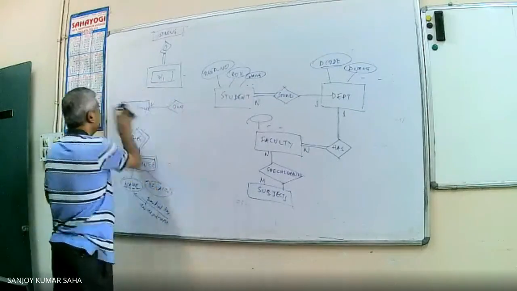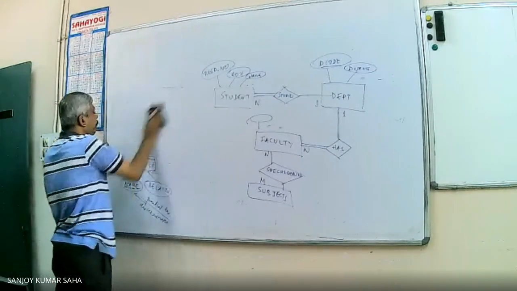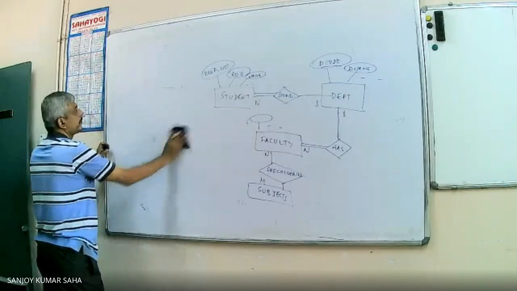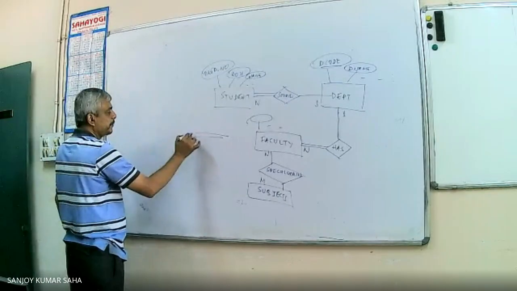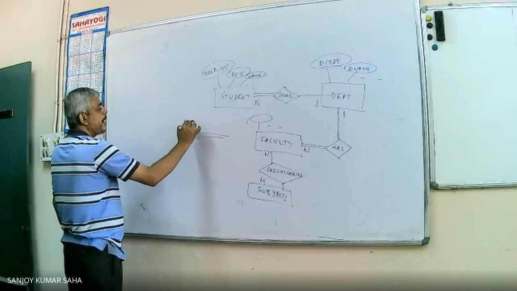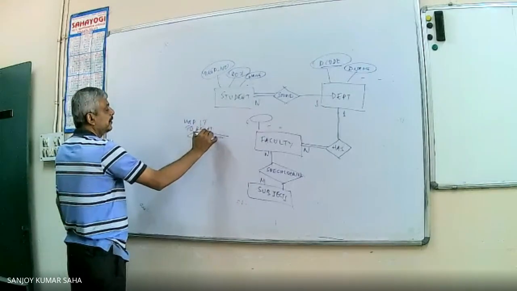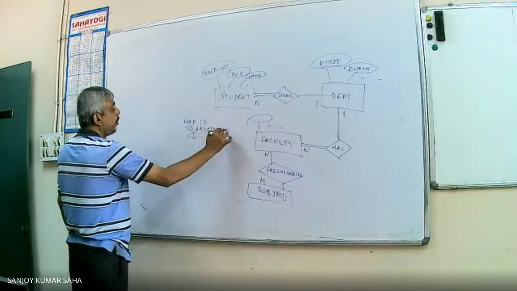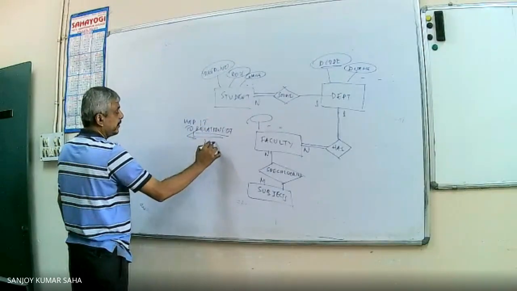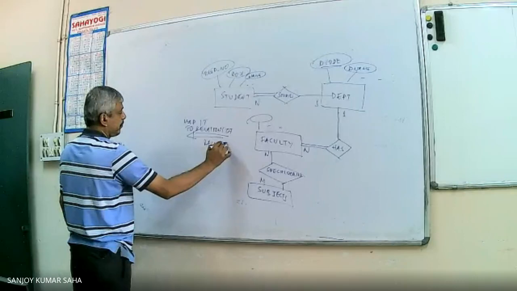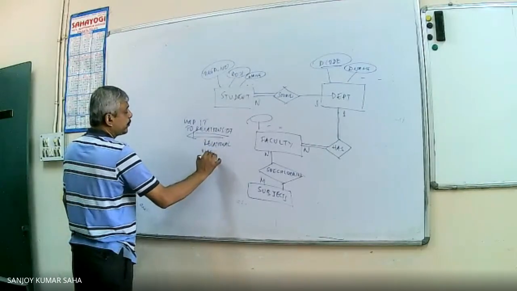Now see, we'll have to map this. Now from these, we'll have to map it to relations of the relational model. So we have to go for mapping.